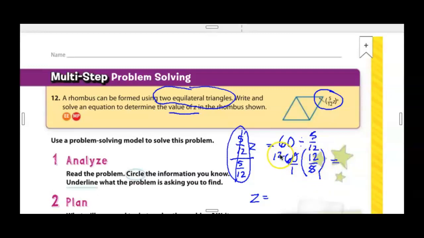and now all I have to do is know what 12 times 12 is. And 12 times 12 is what number? Give you a hint, it starts with a 1. Very good. That is 144 over 1, which of course reduces to 144. So z is equal to 144.